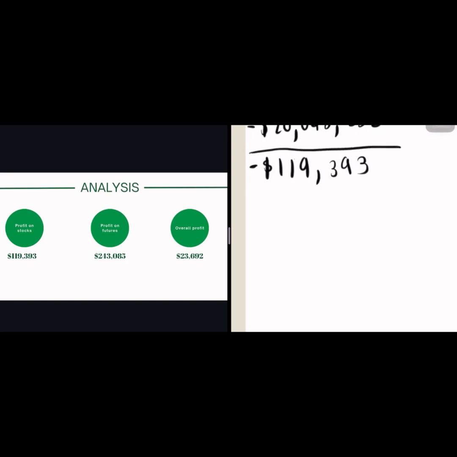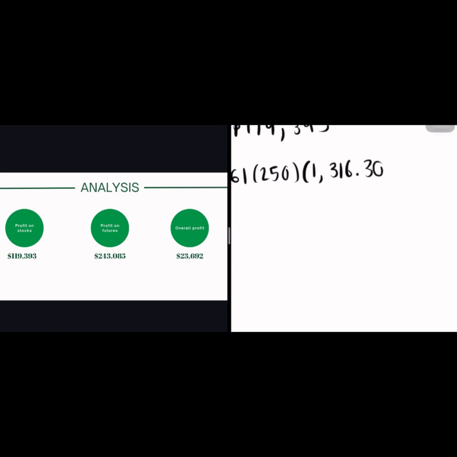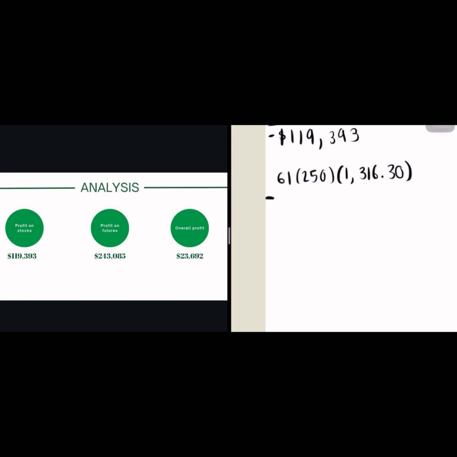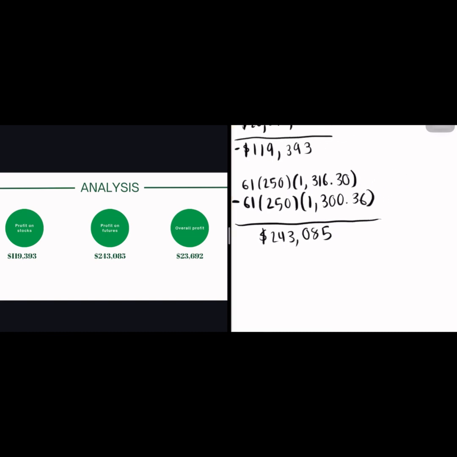So next is the profit on futures, which is $243,085. So paano natin nakuha yan? So ito yung solution. 61. So we'll just subtract the sale price of futures, which is 61 multiplied by 250 multiplied by 1,316.30. Subtract natin sa purchase price of futures, which is 61 multiplied by 250 multiplied by 1,300.36. And pag kinumpit natin yan, makukuha natin yung $243,085.